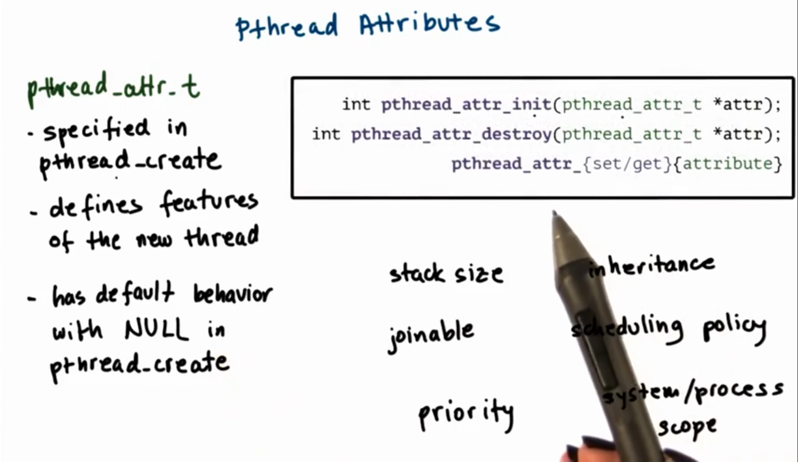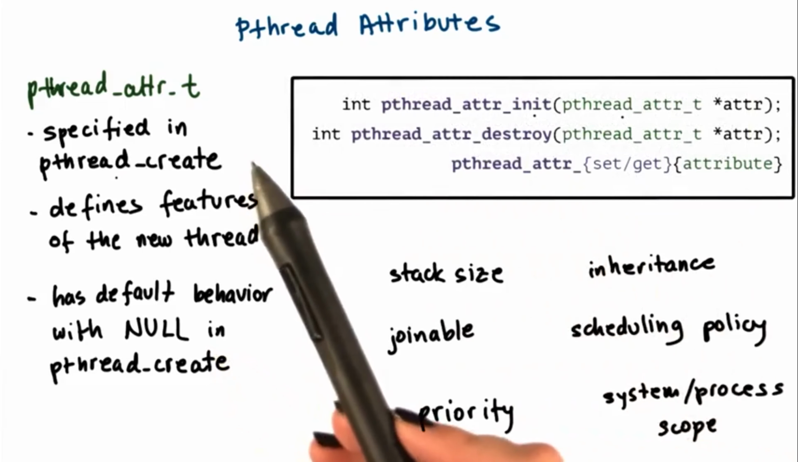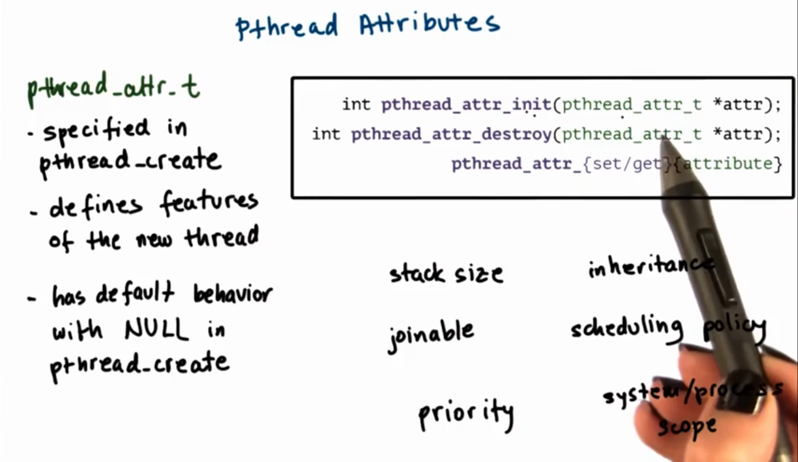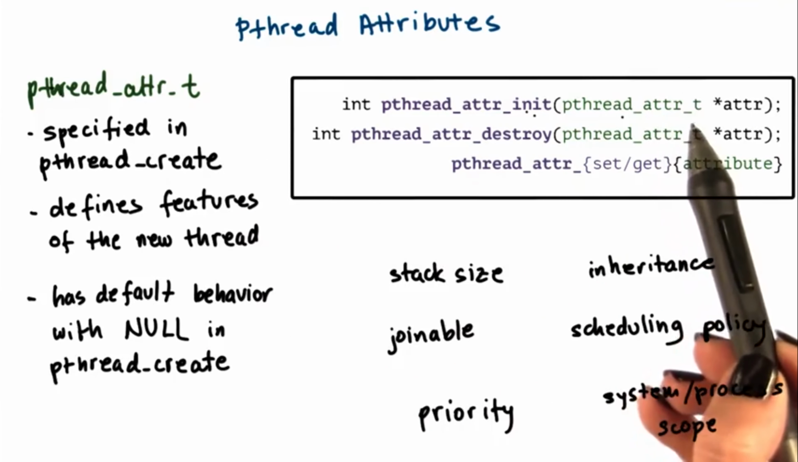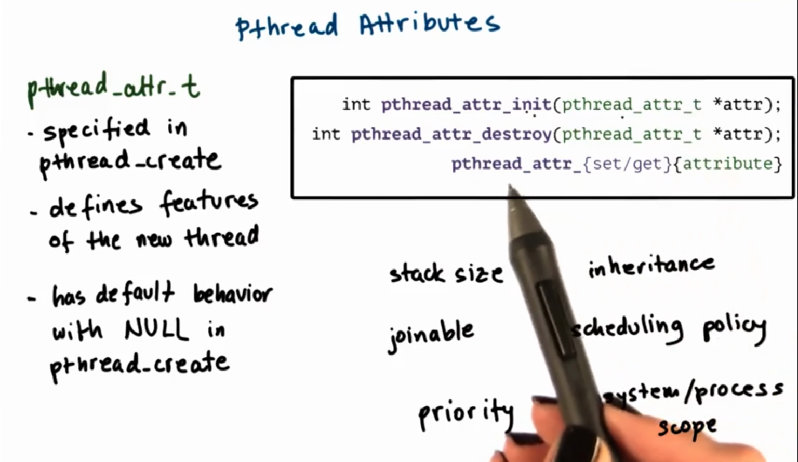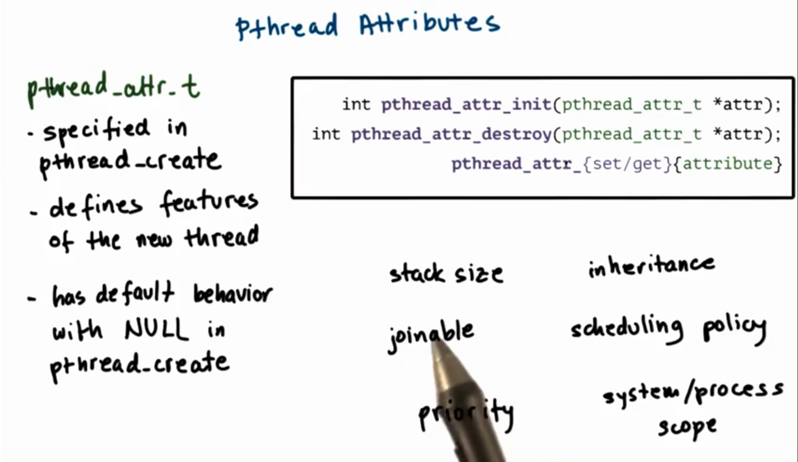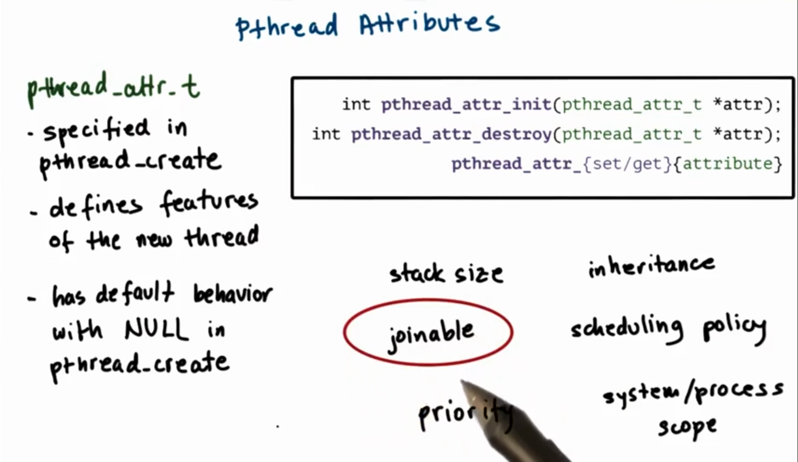There are several calls that support operations on pthread attributes. pthread_attr_init and pthread_attr_destroy allow us to create and initialize the attribute data structure, or to destroy it and free that data structure from memory. pthread_attr_set and pthread_attr_get allow us to either set the value of an attribute field or to read that value. One of these attributes requires particular attention, and that's joinable.